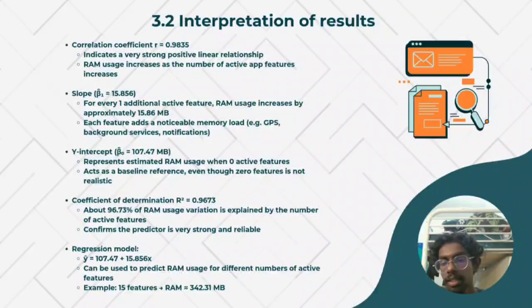Lastly, the linear regression model y equals 107.47 plus 15.856x can be used for performance forecasting in mobile app development, since the slope allows us to predict the RAM usage for different numbers of active features. For example, if the number of active features increases by 15, the expected RAM usage can be calculated by y equals 107.47 plus 15.856 multiplied by 15. As a result, for 15 units of active features, the RAM usage is expected to increase to approximately 342.31 MB.